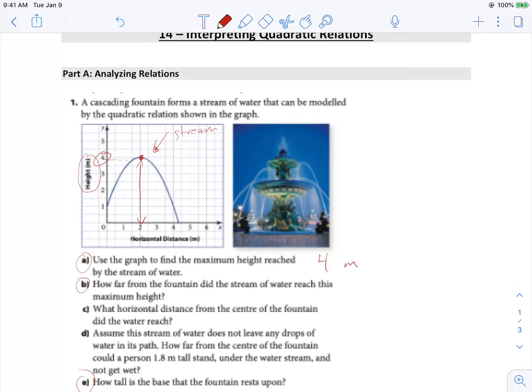How far from the fountain did the stream of water reach this maximum height? So at its maximum height, how far over are we? Well, now we need to say, what's the distance this way? And it says right there, our horizontal distance. So that would be 2. And that actually tells us the coordinates of our vertex, which is (2, 4). So it went over 2 meters.